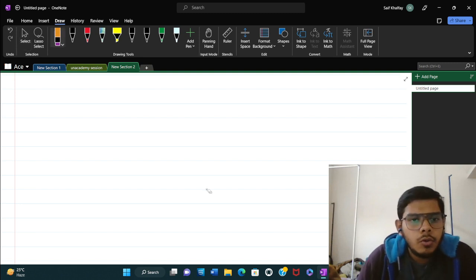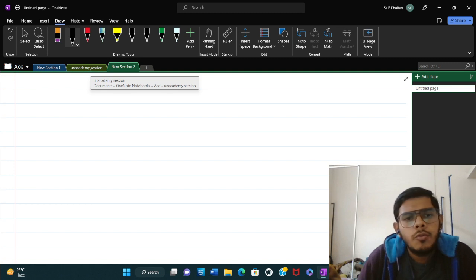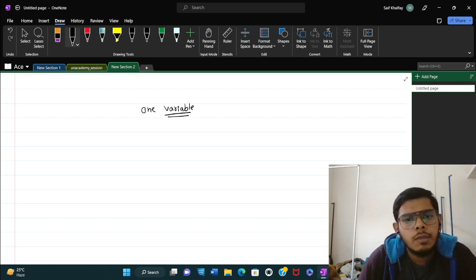Now, the topic that we are going to do today is linear equation in one variable. So, first of all, what do you mean by that one variable? Before starting with one variable, what is actually this word variable? What is the definition of this word, and what do you mean by this word?